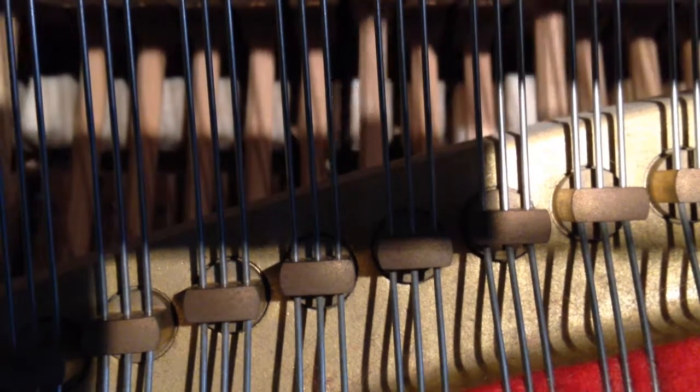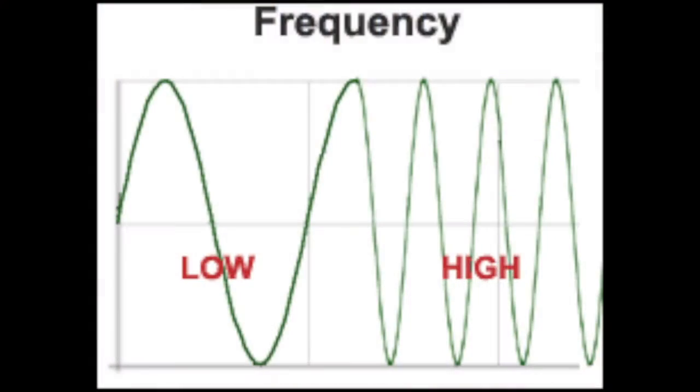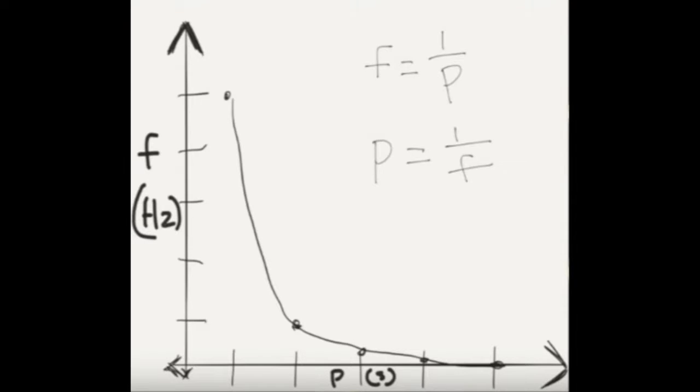A high note has a high frequency, and a low note has a low frequency. And here's a graph that demonstrates what a high frequency and a low frequency looks like. The period of a wave is how long each vibration lasts for. Period equals 1 divided by the frequency, and the frequency equals 1 divided by the period.